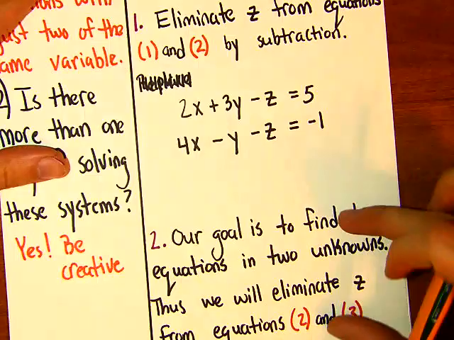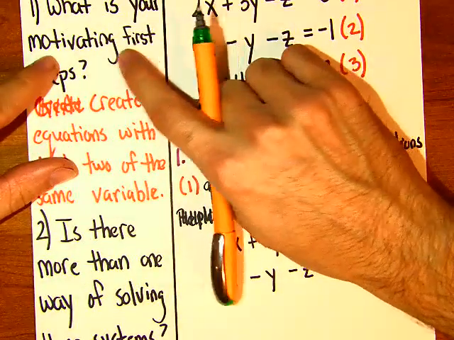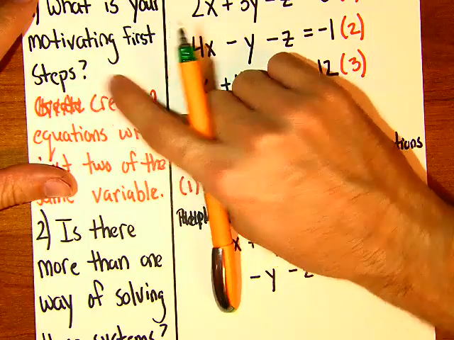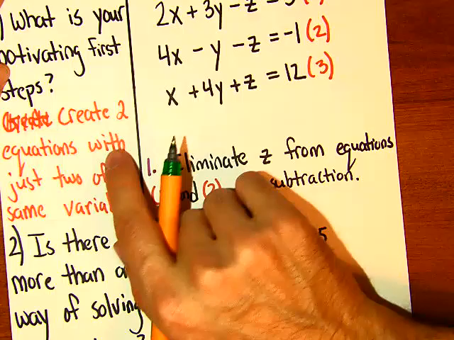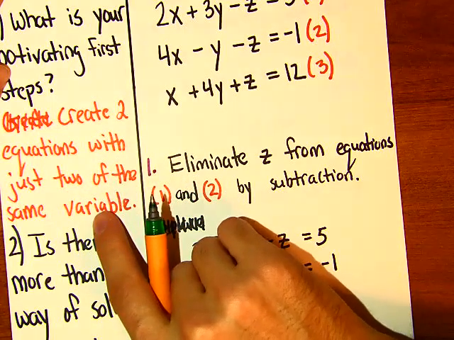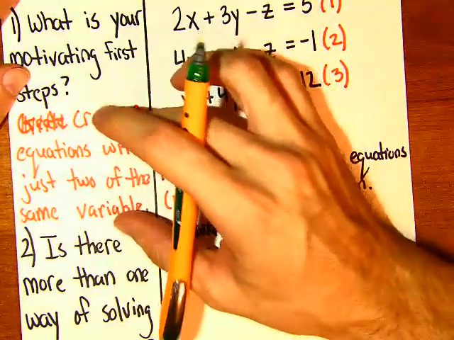Step two, so have this down in your notes. So here, what is your motivating first step? You want to create two equations with just two of the same variable. And if you're thinking, Mr. G, what on earth are you talking about? We'll come back to this.